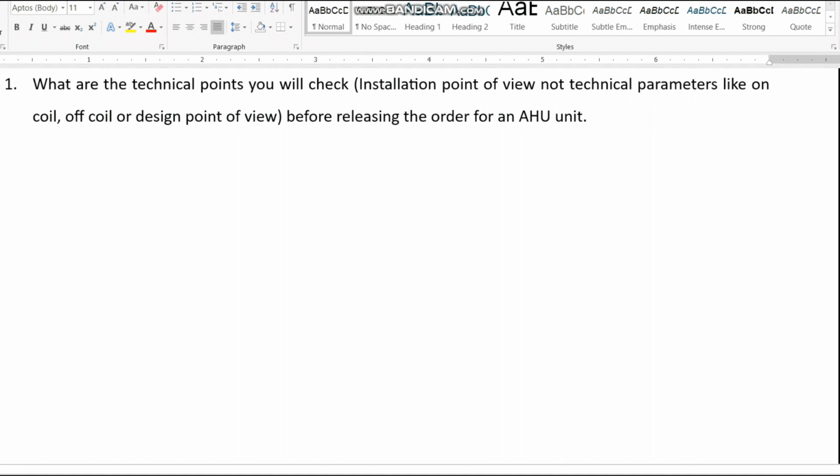What are the technical points you will check before releasing the order for an AH unit? The main concern here is the installation point of view. We didn't talk about technical parameters like the schedule, on coil, off coil, airflow, ESP. Installation point of view, you are going to release an order for a single AH unit. What technical points will you check related to installation? So this was our first question.